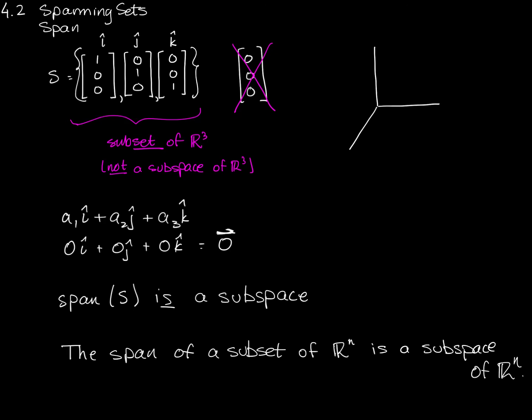What's sometimes hard to remember about spans is that the span of a collection of vectors is another collection of vectors, but that collection, the span, is much bigger than the original collection. Because I can scale these and add them together in lots of different ways, the span of this set is much bigger than the set itself.